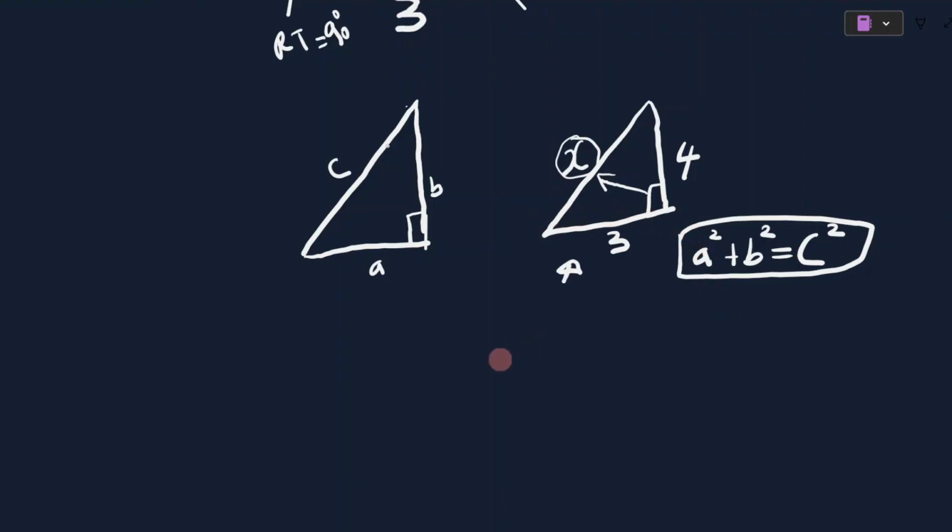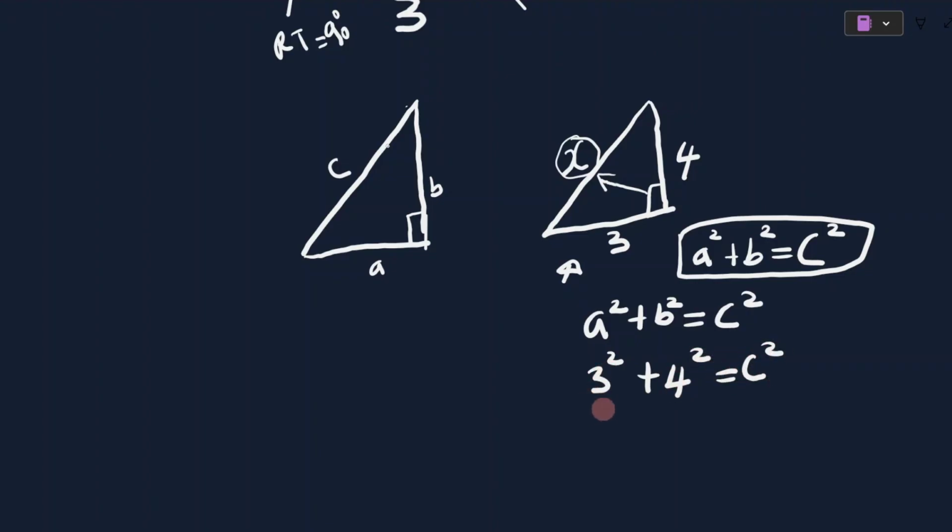Let's solve this. If we apply this formula to solve this question here, what are we going to have? We're going to have a squared plus b squared, which gives us c squared. a here is 3, therefore 3 squared, plus b here is 4, therefore 4 squared, which will give us c squared. 3 squared is 3 multiplied by 3, which gives us 9, plus 4 squared is 4 multiplied by 4, which gives us 16, which is equal to c squared. When 9 is added to 16, we have 25, which is equal to c squared.